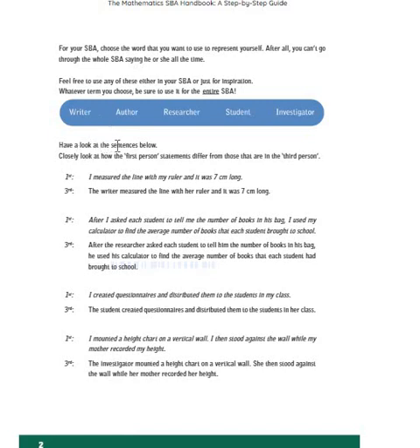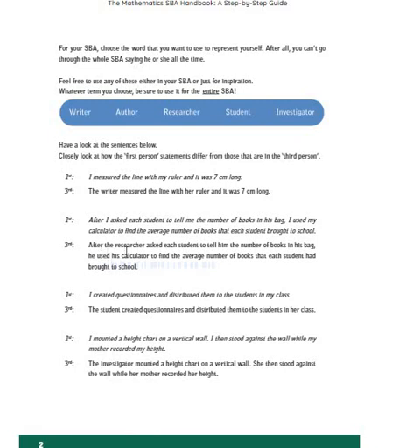So have a look at the sentences below. Closely look at how the first person statements differ from those that are in the third person. First person example: I measured the line with my ruler and it was 7 centimeters long. Third person: the writer measured the line with her ruler and it was 7 centimeters long. Another example, first person: after I asked each student to tell me the number of books in his bag, I used my calculator to find the average number of books that each student brought to school.